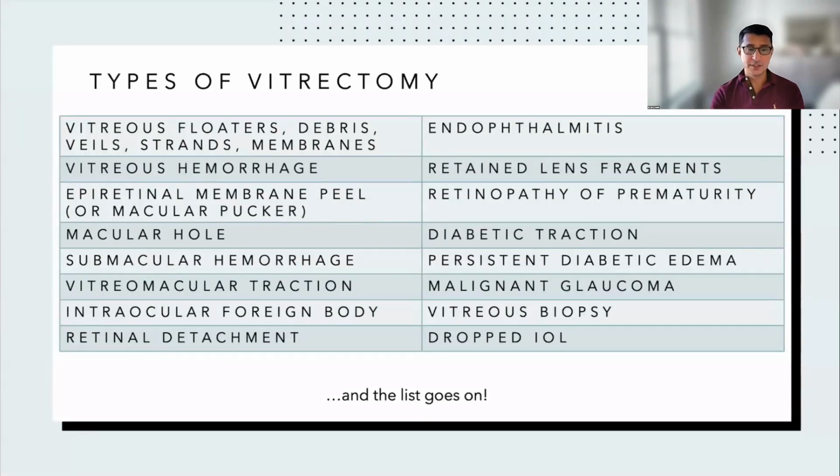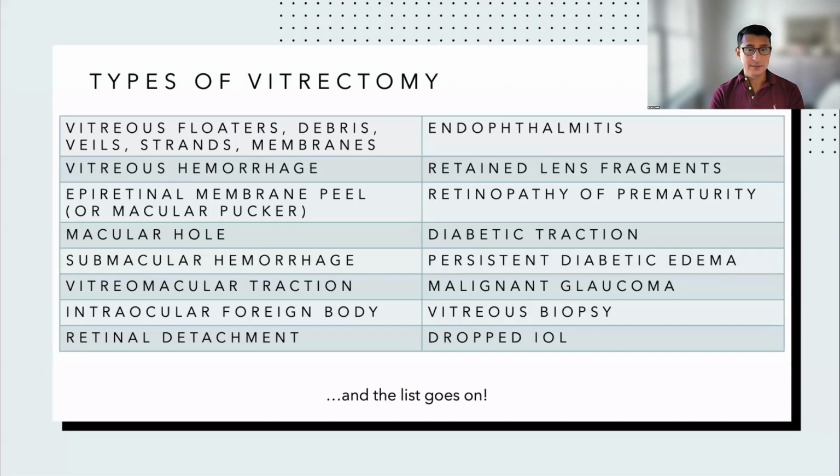And there are many types of vitrectomy. These are just a few of them, and I do all of these. We're talking about vitreous floaters, debris, veils, strands, membranes. I would put those all into one category. Those are all basically floating opacities that are visually significant to the patient. Vitreous hemorrhage, an epiretinal membrane peel, or otherwise termed macular pucker. Macular hole, submacular hemorrhage, vitreomacular traction that's causing symptoms for the patient, such as metamorphopsia. Intraocular foreign bodies. I just removed a nail a couple months ago from someone's vitreous cavity that was sitting on the retina, and I did that in the office.